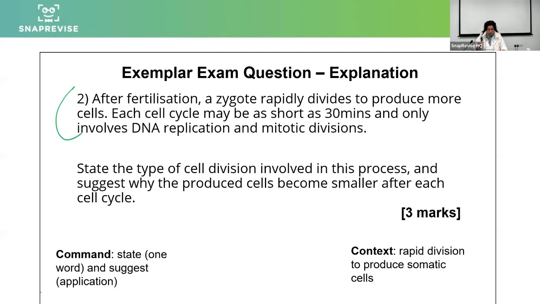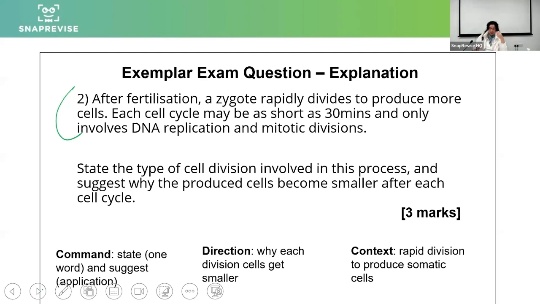In terms of stating the type of cell division, it's just the one, but also suggest an explanation. So that's going to be the rest of the 2 marks. So 1 mark will go for state, 2 marks will go for the explanation. What is my direction? Why each cell division gets smaller. So that is what I need to be able to justify in my suggest part. So this is my direction here.